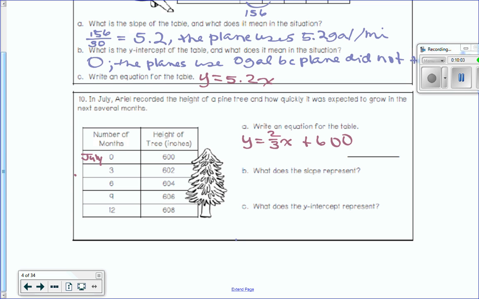And what does the slope represent? How many inches it grows every month? Okay, so the tree is expected to grow 2/3 of an inch per month. Agree with that? We would expect it from a tree each month. It's probably not exact. C, what does the y-intercept represent?